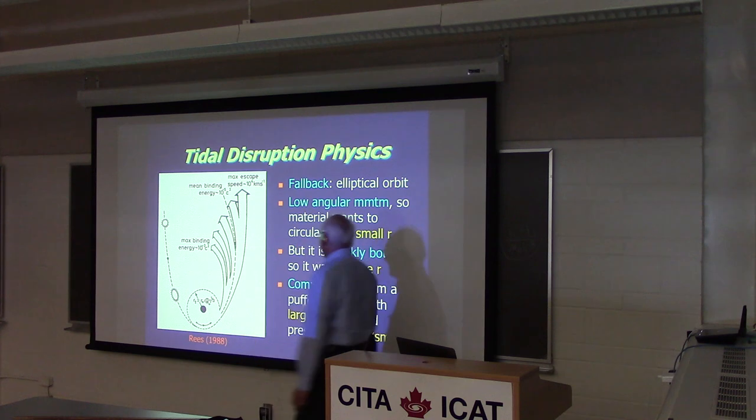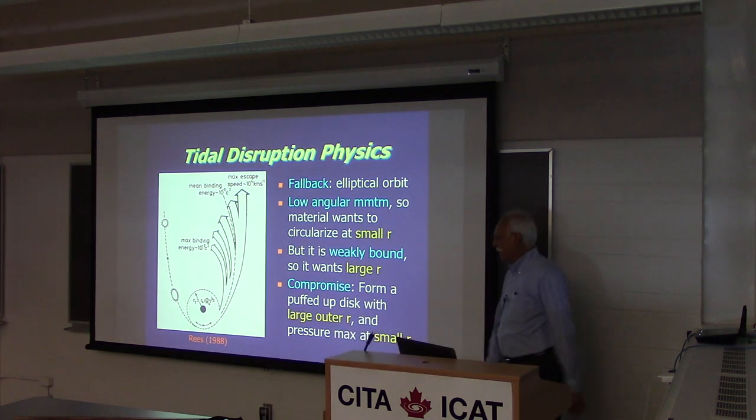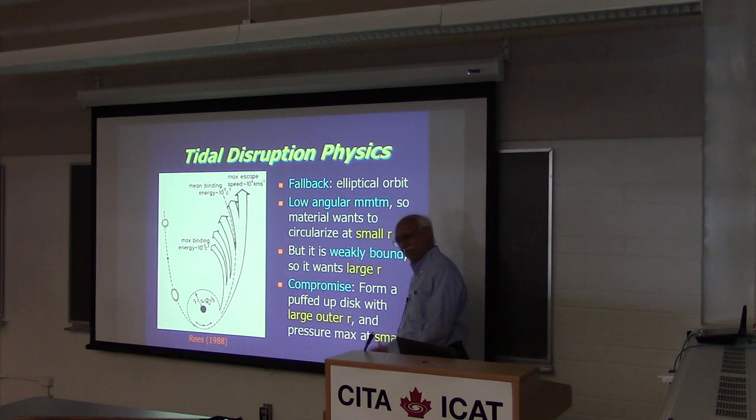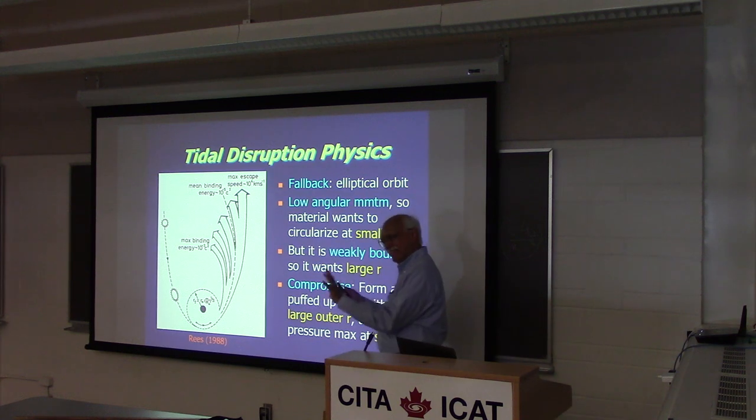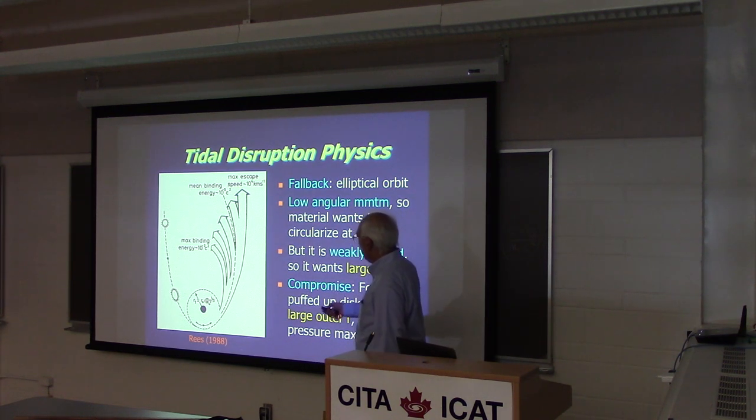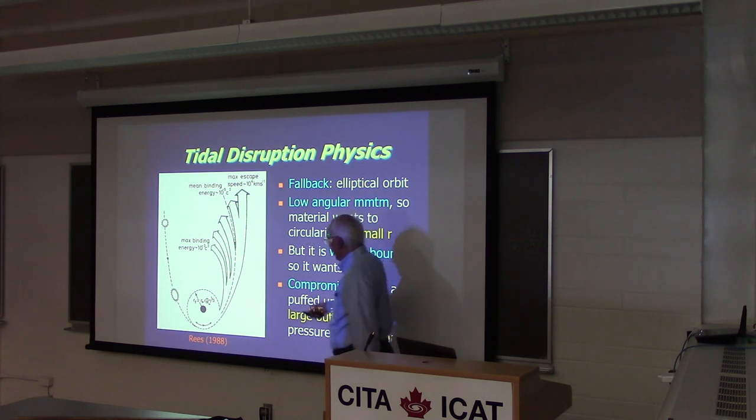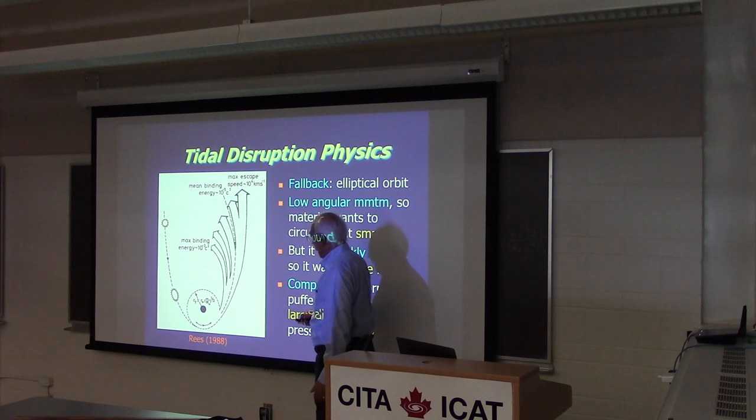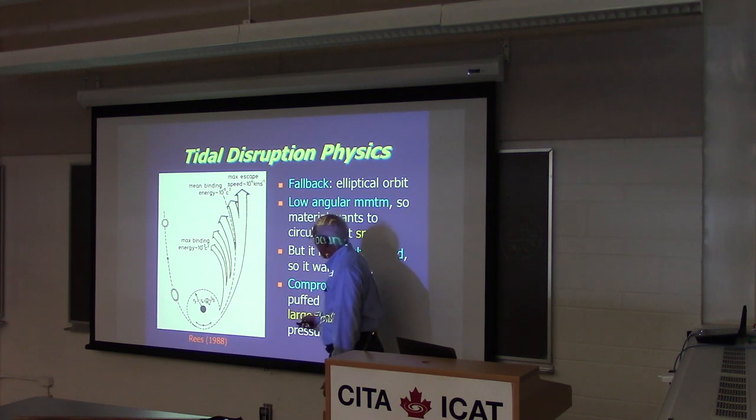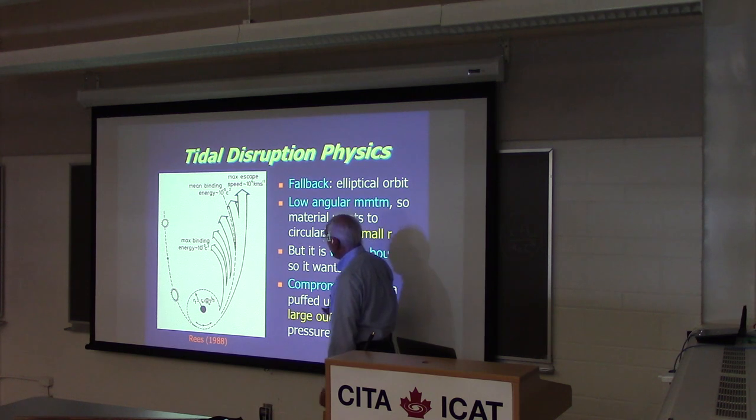No problem. Okay. So here is this classic paper by Rees, 1988, where he first put the basic elements of what a TDE is. Star comes in, gets ripped apart, and now the different pieces are doing their own thing. So each goes off in a more or less ballistic orbit. Roughly half the star remains bound to the black hole and comes back. It's on an elliptical orbit. And the other half just escapes off to infinity.